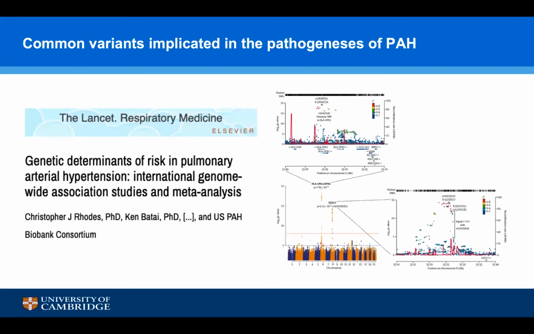Similarly, common polymorphisms have been associated with both differential response to treatment and differential disease penetrance. The biggest GWAS so far in PAH covered two loci, one enhancer near SOX17, which is also our rare causal gene, and another locus in HLA.